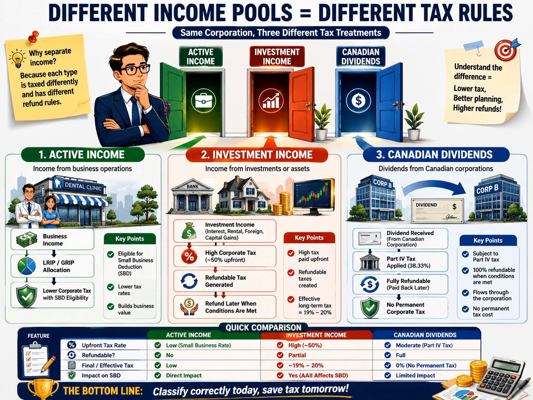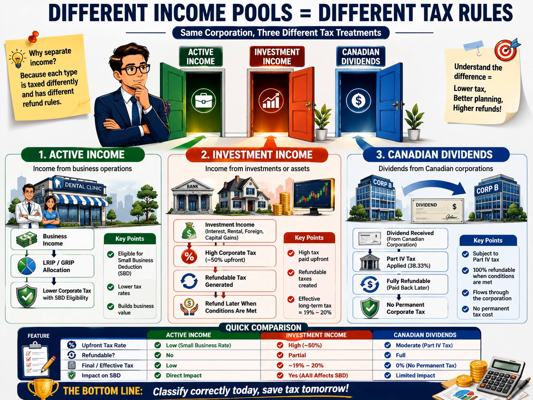When one Canadian corporation receives dividends from another Canadian corporation, the income follows a unique tax system. The corporation may pay Part 4 tax, which is currently calculated at a rate of approximately 38.33%. However, this tax is generally fully refundable. The purpose is not to permanently tax the dividend, but rather to maintain integration within the corporate tax system and prevent tax advantages from accumulating inside corporations. In the end, Canadian intercorporate dividends usually result in no permanent corporate tax.